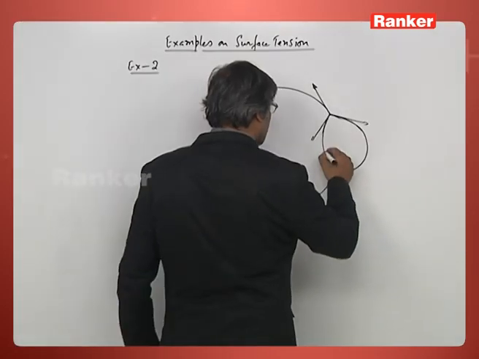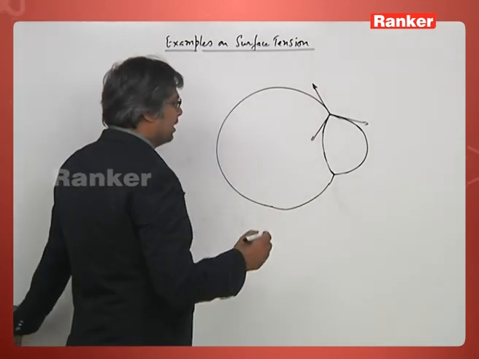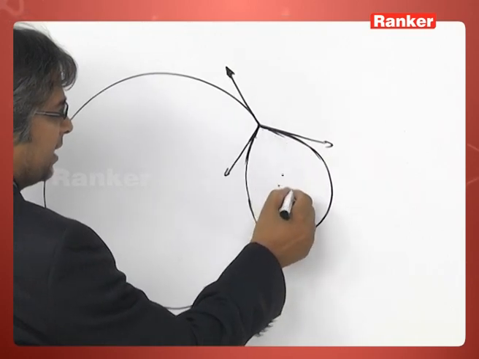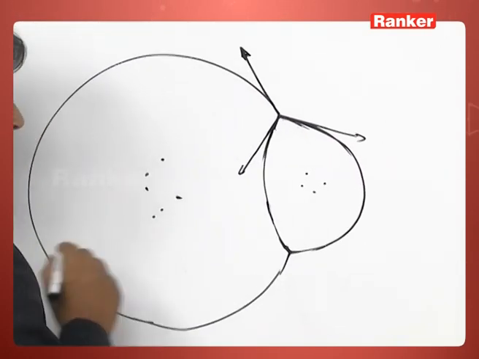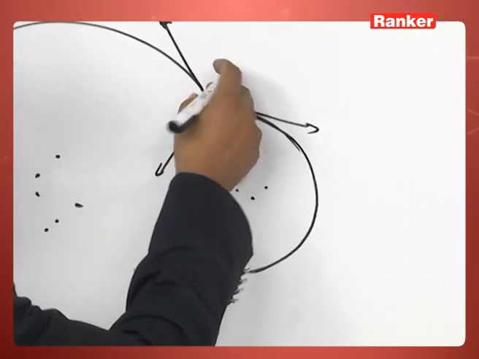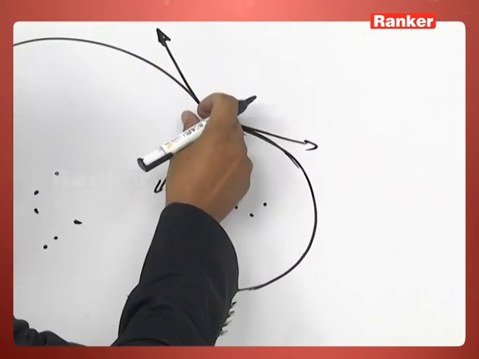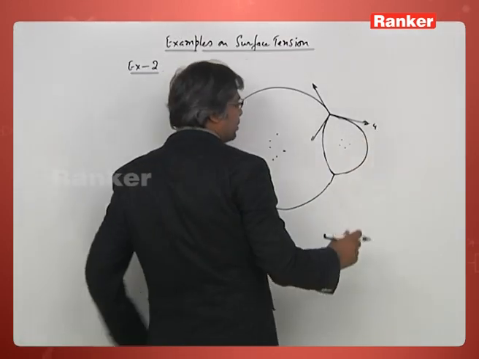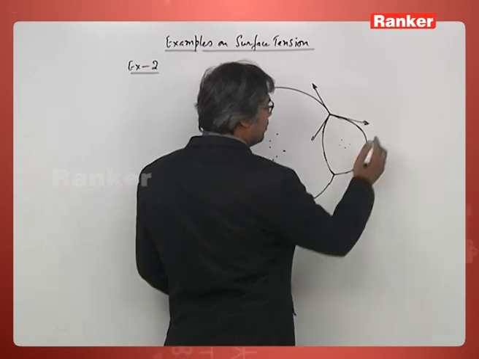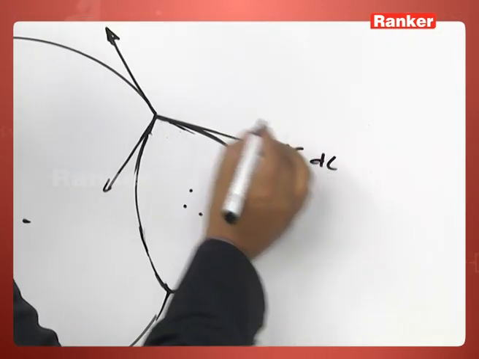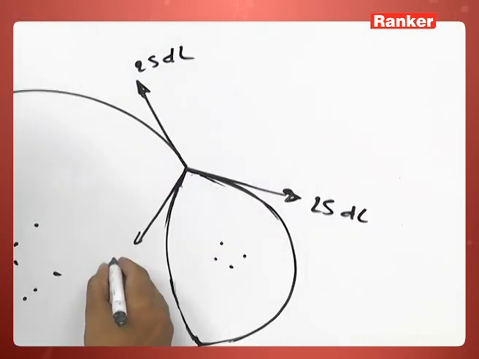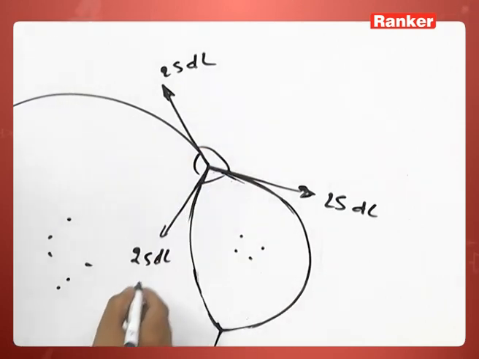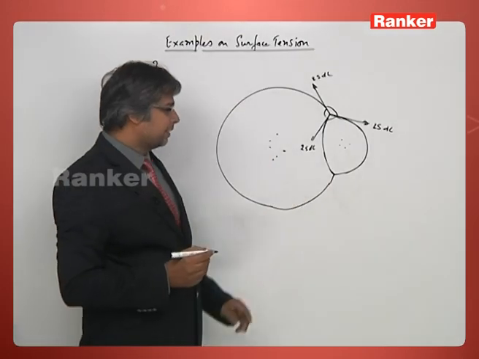Now how to draw this? Imagine there are two surfaces, since air is inside it. On this curved surface, take a small length dl. Then you have two surfaces; if there were only one, it would be S into dl, so here 2S dl, here 2S dl, and again here 2S dl. These are equal forces, so they must be inclined at 120 degrees.